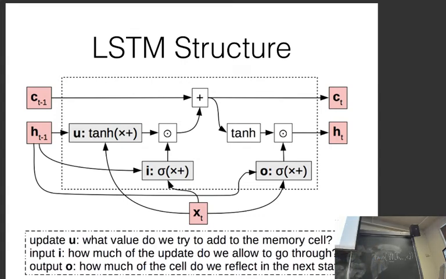And the idea behind C is basically this is where your actual memory lives. This is where you keep the information about all the long-term connections about things. H is kind of your short-term memory. So the long-term memory is the C, the short-term memory is the H. And the H controls gates that decide how much goes into your long-term memory. So your U gate, this is your update gate. So how much do you want to update the hidden or the cell state?